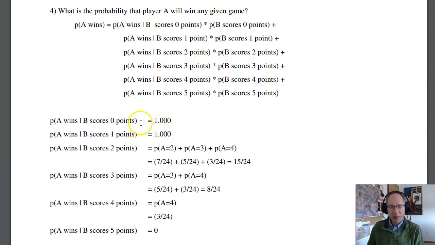Well, if B scores 0 points, A is always going to win. If B scores 1 point, A will always win. If B scores 2 points, that's the number of 2s, 3s, 4s, which would be 15/24ths. If B scores 3 points, that'd be the number of 3s and 4s, 8/24ths, 4/24ths, and so on.